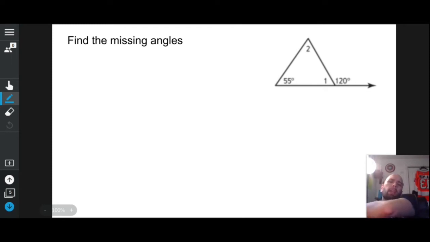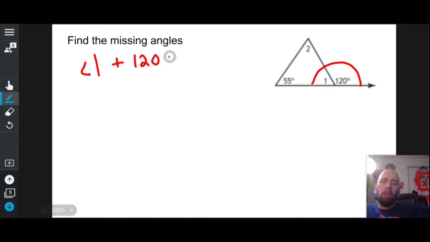Find the missing angles. Well, let's try to remember the picture that I drew. Oh, I remember one of the pictures. When you have a straight line, like I do here, connecting 1 and 120, and I cut that line with another line, those two angles that are created by this diagonal-looking line add up to 180. So angle 1 plus 120 equal 180.